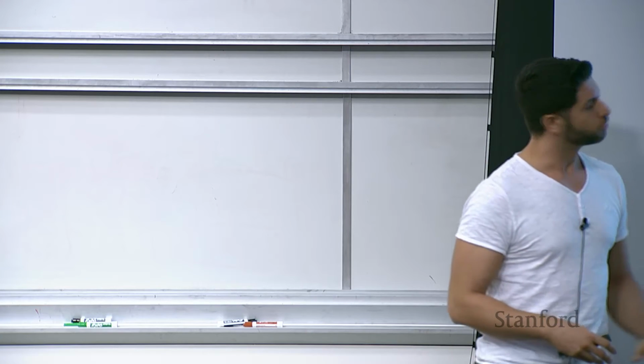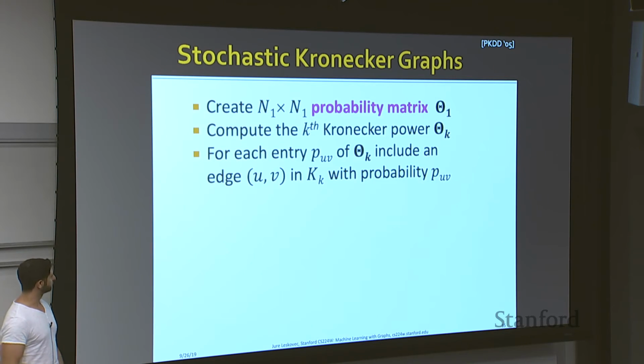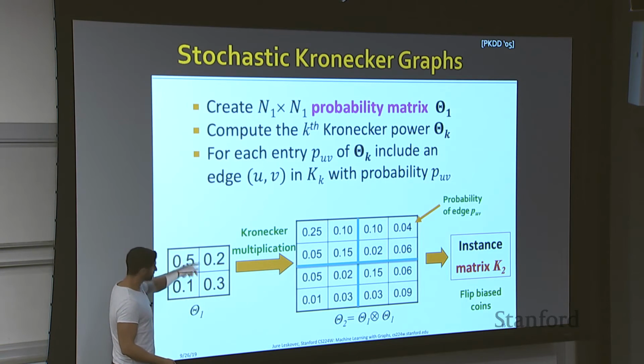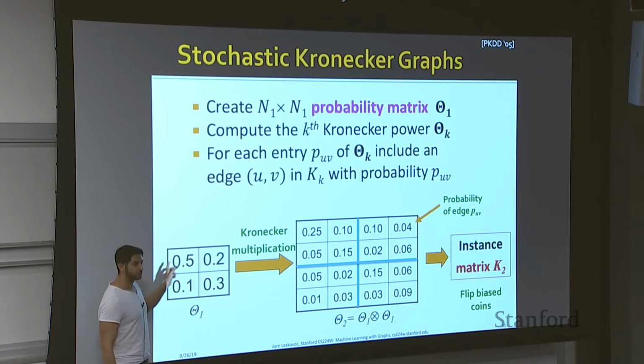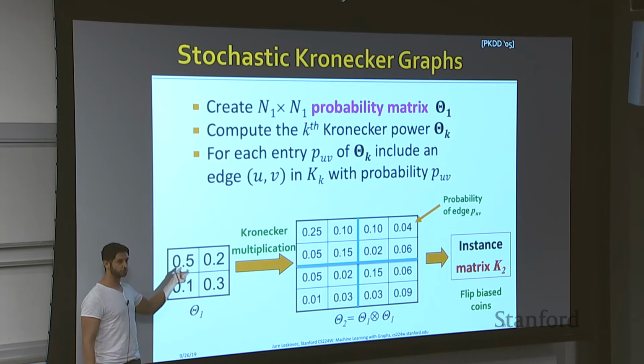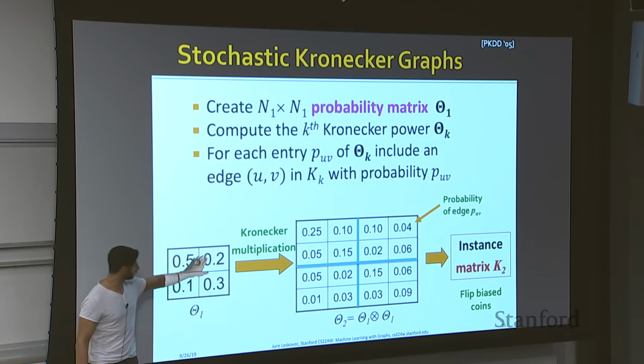The way in which we compute the kth power of our theta is exactly through the Kronecker product that I just showed you before. And now, once we create this template matrix, then we can generate different instances of a graph. This is our initial theta 1. These are probabilities. Notice that they don't have to sum to 1. Each element has to range between 0 and 1, but this is the probability that that edge exists.